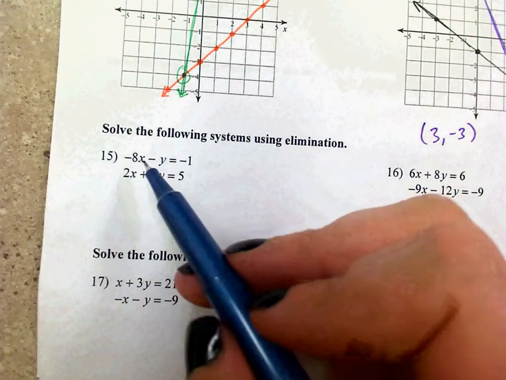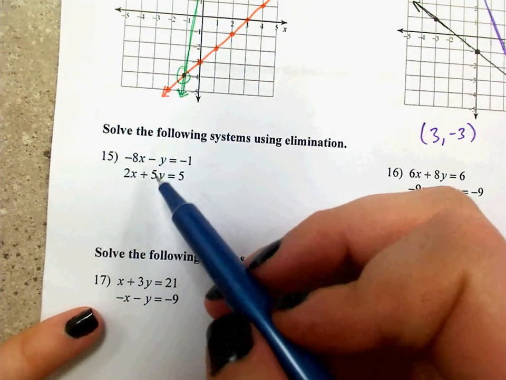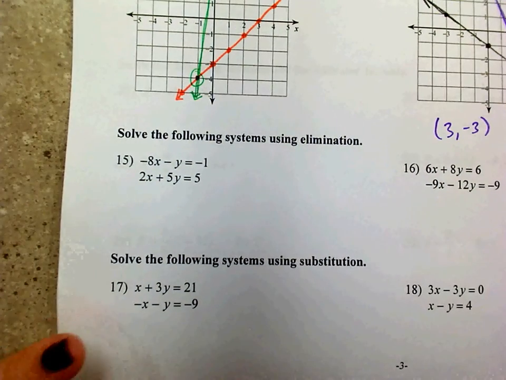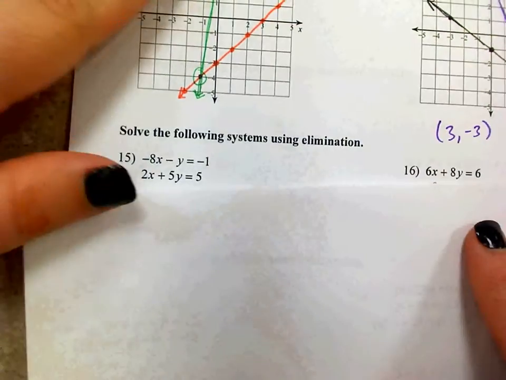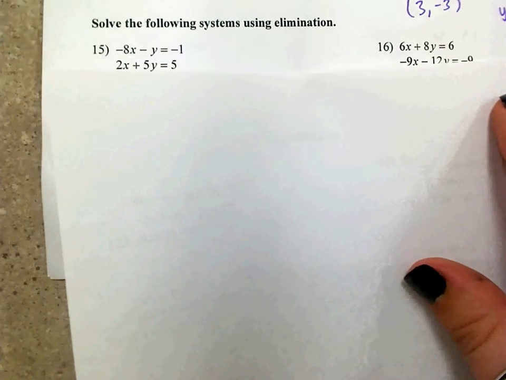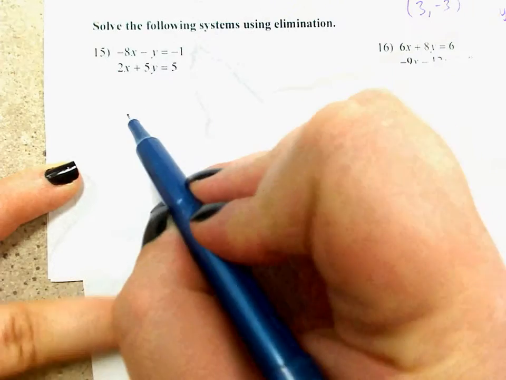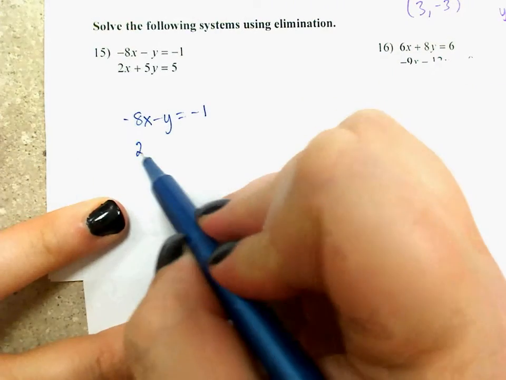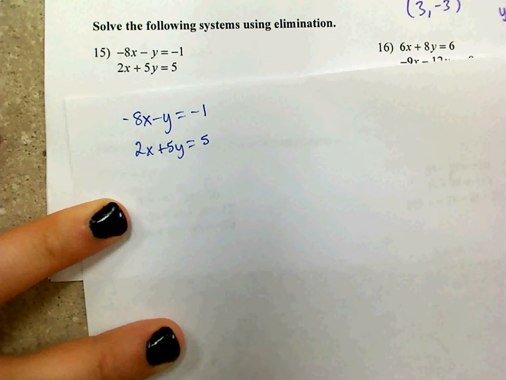And what you do is you make a choice on what you want to simplify, or what you want to eliminate first. If you want to eliminate the x's first, then you've got to think, well, what can I multiply one of them by to make the other one go away? So if I look at this, -8x minus y equals -1, and 2x plus 5y equals 5. I know that if I decide to do x's first, okay, I'm going to go ahead and write it twice, and do it both ways.